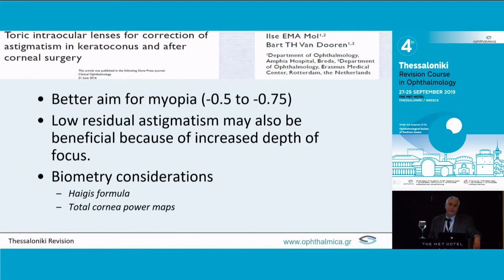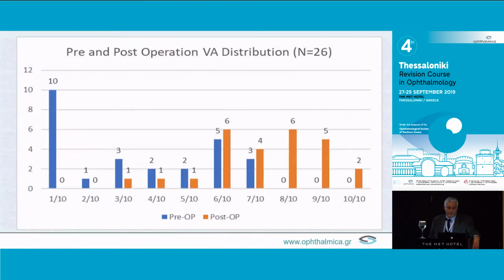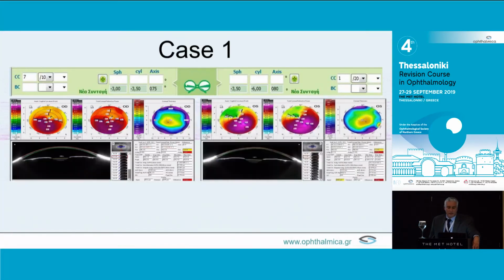So aim for myopia. You may have a low residual astigmatism, which may be beneficial for the patient. Usually, the corneas of keratoconic patients are multifocal corneas, which is very interesting. What about toric IOLs again? Look at the location of the ectasia. If the location is central, I think you can safely use a toric IOL. If it's too paracentral or too eccentric, then I think it's going to end up in disaster. Pellucid marginal degeneration cases are perfect examples to use toric lenses on. And these are some of the results of our studies.